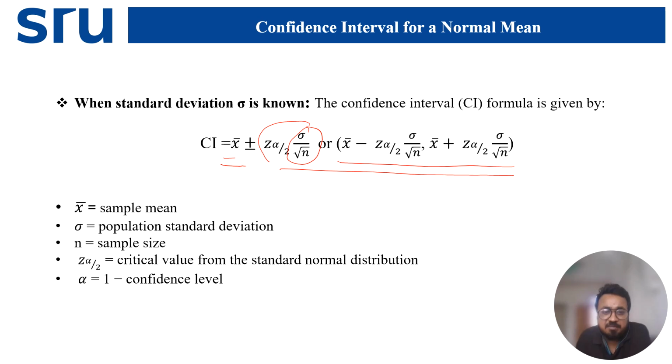So this sigma by square root of n is the standard error. Whenever sigma is known, we'll use this formula for finding the confidence interval. And also we can see that z alpha by 2 is the critical value from the standard normal distribution, and this will be given in the table. Alpha equals 1 minus the confidence level, and this confidence level also will be given in the question.